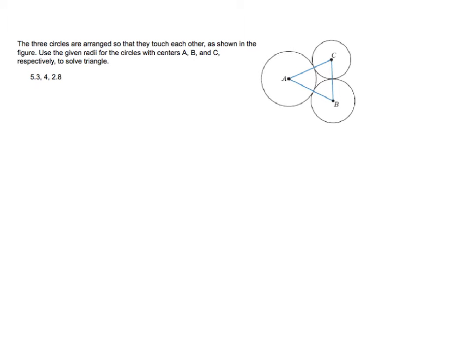For this question, we want to solve triangle ABC. And we don't know anything about the angles in this triangle. However, we can figure out the lengths of the three sides of the triangle by using this information over here.